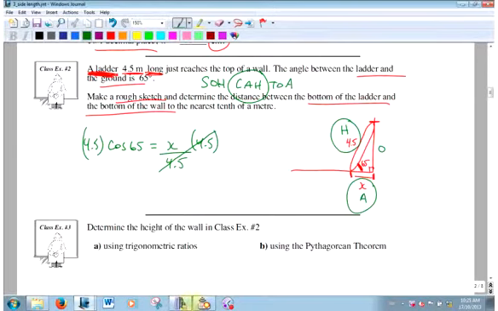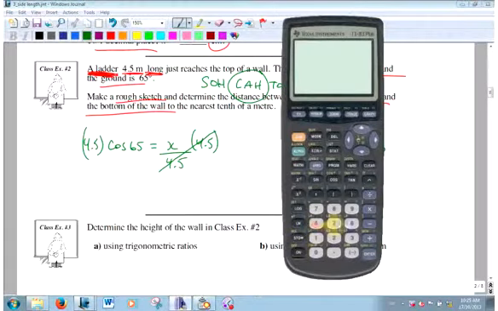So x is, what's 4.5? Geez. 4.5 times, I'll put times in this time, cos 65. And if you guys got a dollar store special calculator, you're going to go 65 cosine equals times 4.5, right? Exactly backwards as to how it's written here. If you got a good calculator, it's how we read things from left to right.